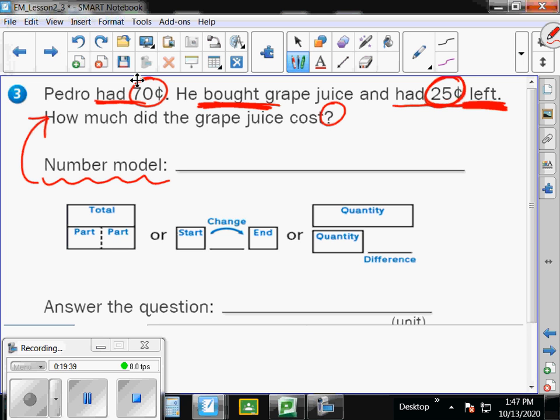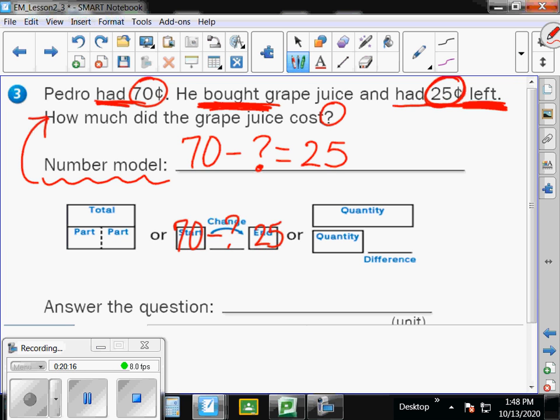Again, money, perfect for start, change, end. He had 70, that's what he started with. What happened to that money? Well, he bought something. So I know I'm going to subtract. How much am I going to subtract? The problem doesn't tell me, so I'm going to put a question mark. And then it says he had 25 cents left. So that's what he's ending with. Okay? Now, there's my number model. I've got 70 minus something equals 25.